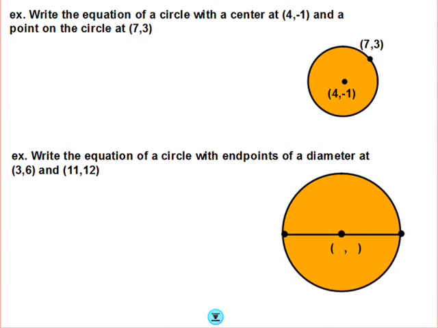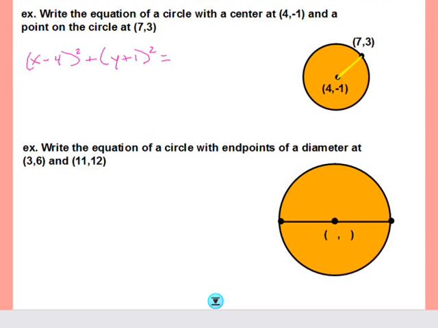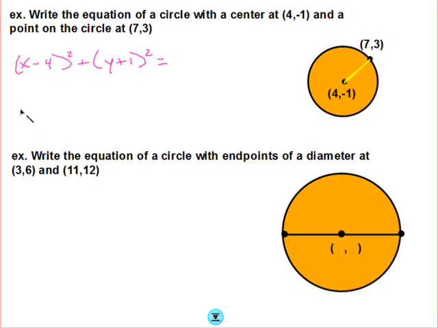So, write the equation of a circle with a center at (4, -1) and a point on the circle at (7, 3). So let's see. We have (x - 4)², okay, so far so good, plus (y + 1)² equals, well, we need the radius. We need to know what is this distance from here to here. It's too thin. I like a fat radius. I like my radius to have some girth to it. There, we can see it now. Terrific. So we need to know that distance. So we're going to use the distance formula.